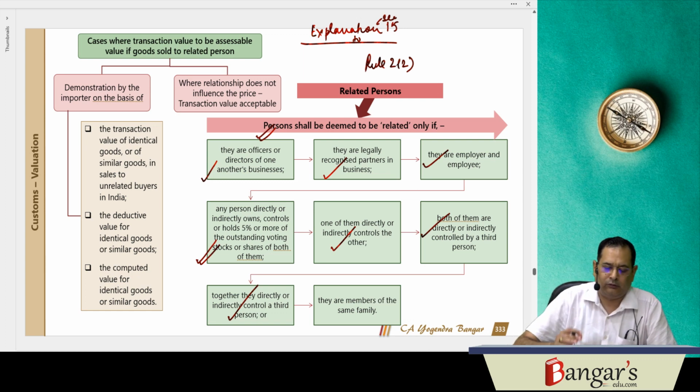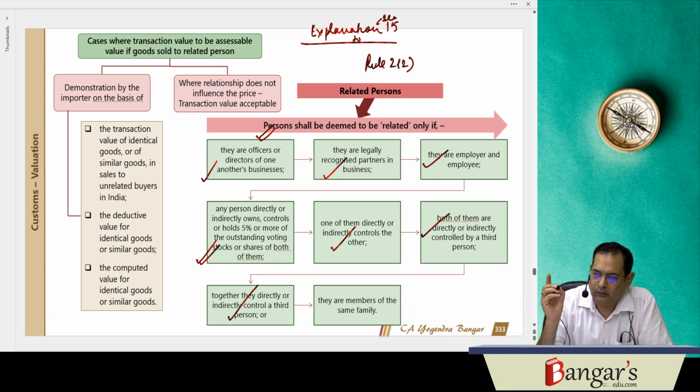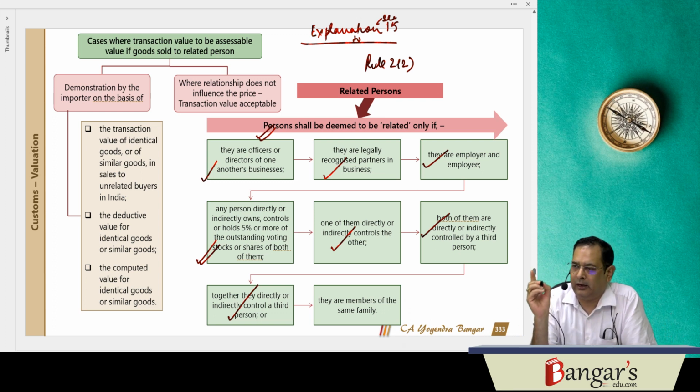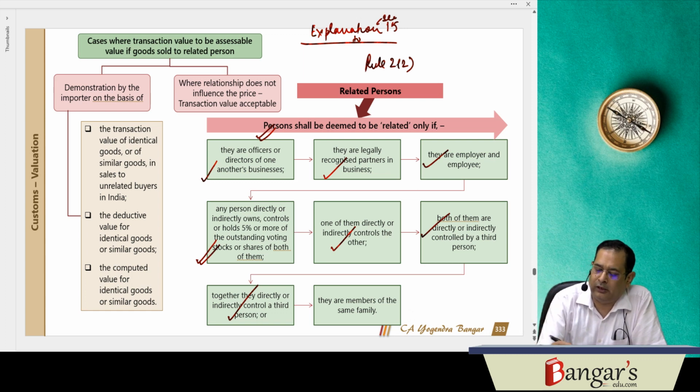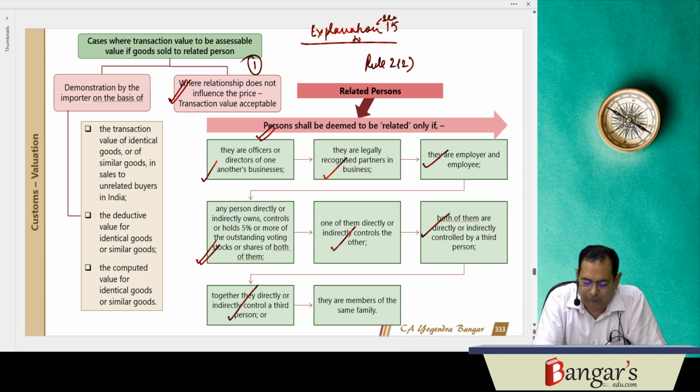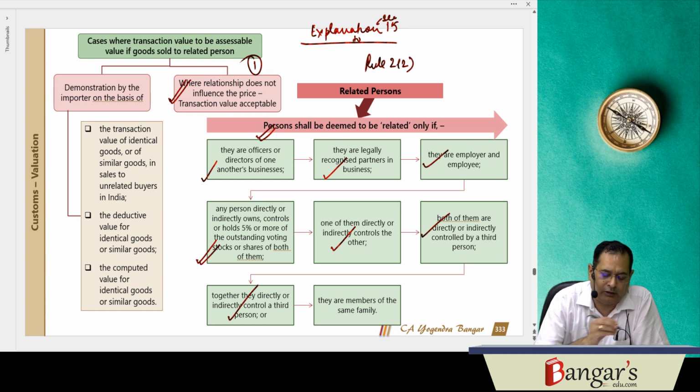Now besides this, where buyer and seller are related, the transaction value will be acceptable if the importer demonstrates, first, where the examination of the circumstances reflects that the relationship does not influence the price.